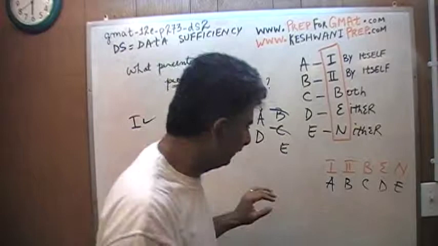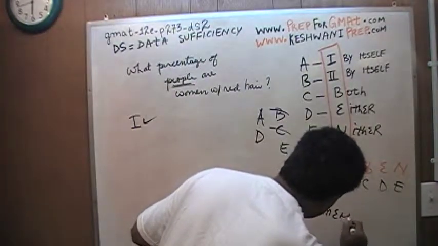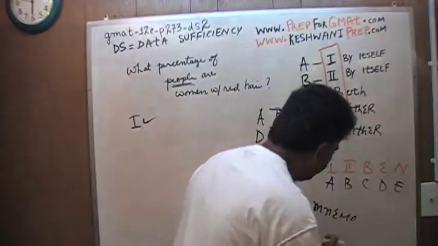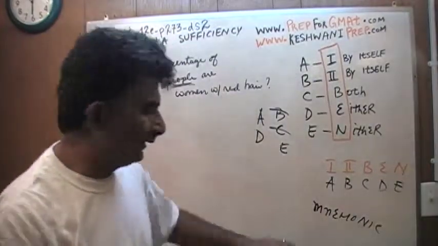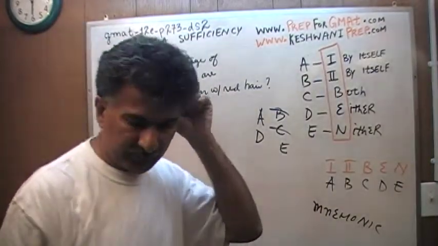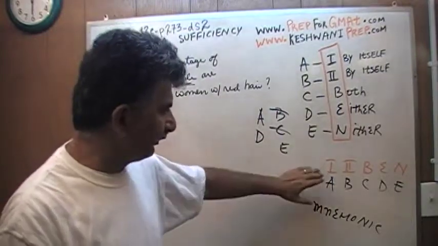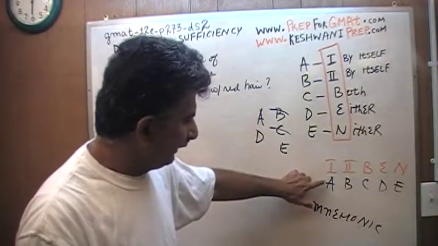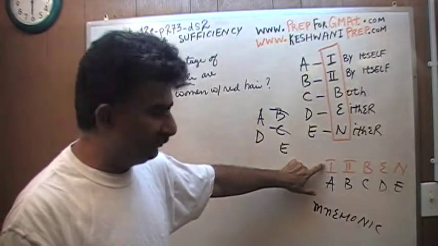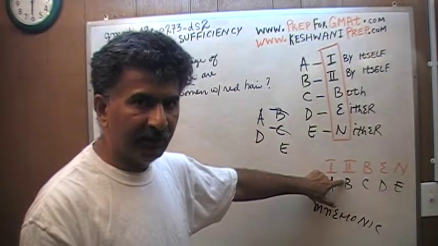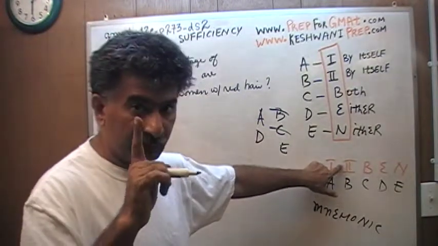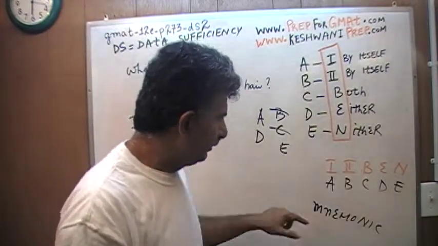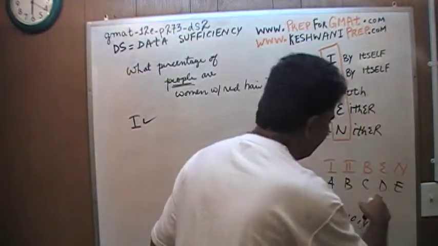And this is a mnemonic I use. Mnemonic has a silent M at the beginning. A mnemonic is a memory device. It's something that you make up to remember something. The mnemonic that I use is 1, 2, Ben. So what does each choice stand for? A means statement 1 by itself is sufficient. B means only the second statement by itself is sufficient. It's important that you say only. C means you need both of them, hence the B for Ben. 1, 2, Ben. And D means either of them.